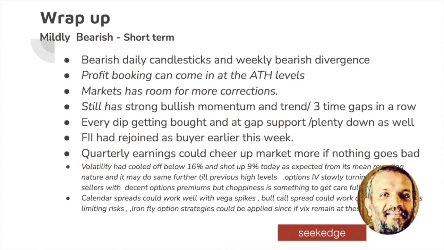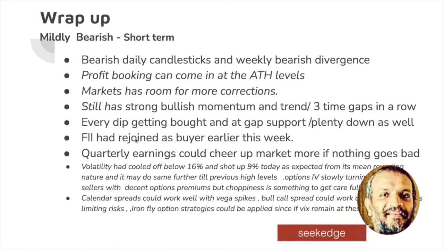Why mildly? Why not strongly bearish? That is because there is still good momentum, still good trend. Right? Three times bullish kicker, extreme bullish gap ups. Every dip is getting bought, and the gap supports are plenty on the downside also. To the 18,000, 18,000 seems to be very good support as of now. So good supports below, good trend, momentum, everything is in favor.